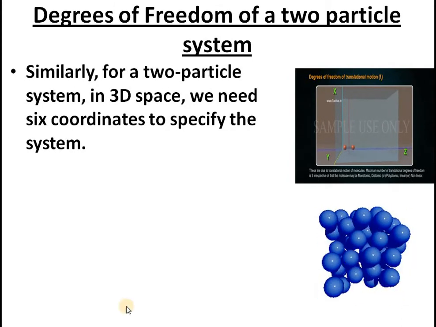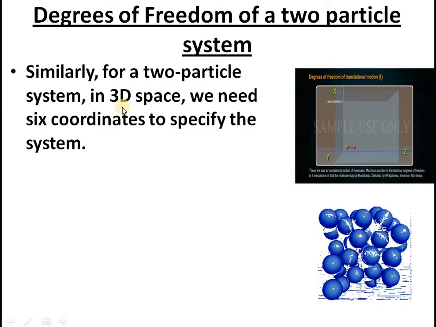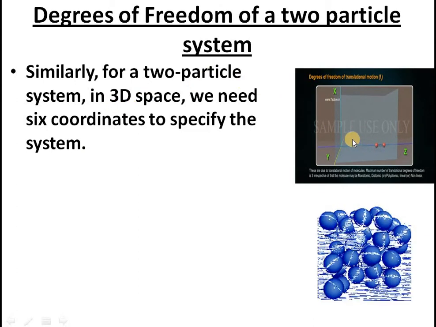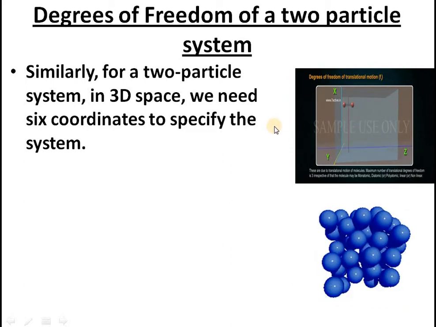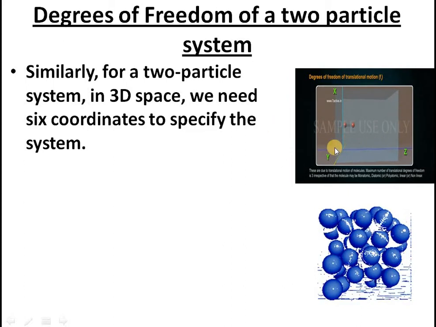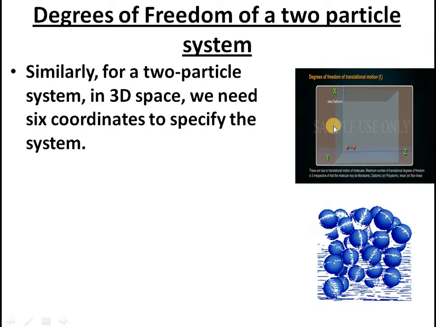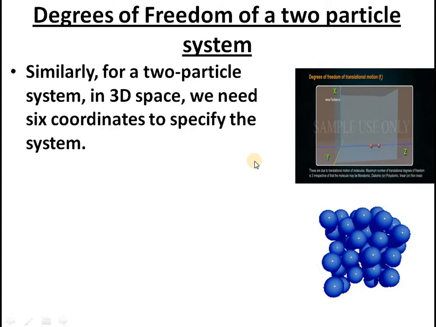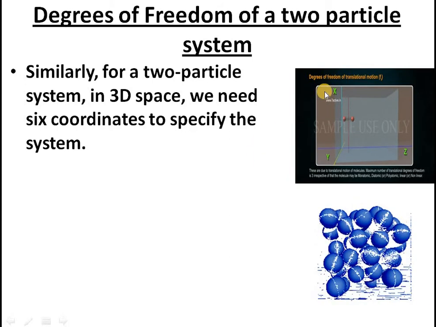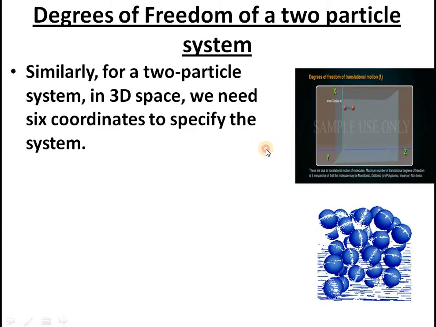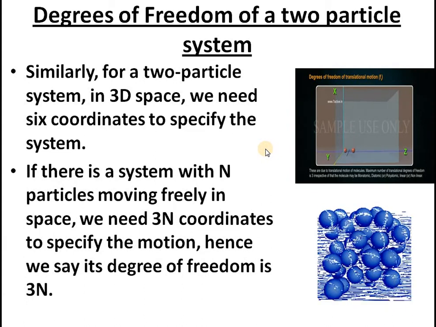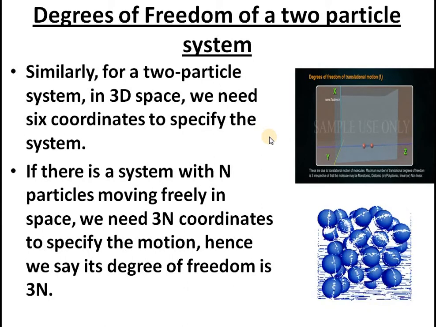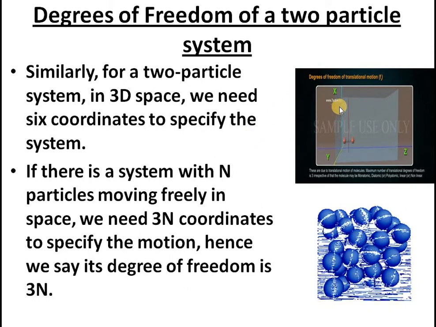Now you have a two-particle system. It is shown here, and it is free to move in 3D space. So there are two particles in 3D space. For one particle, we need 3 degrees of freedom. So for a two-particle system, how many degrees of freedom will there be? There will be 6 degrees of freedom. Understand? That is the case of a two-particle system.